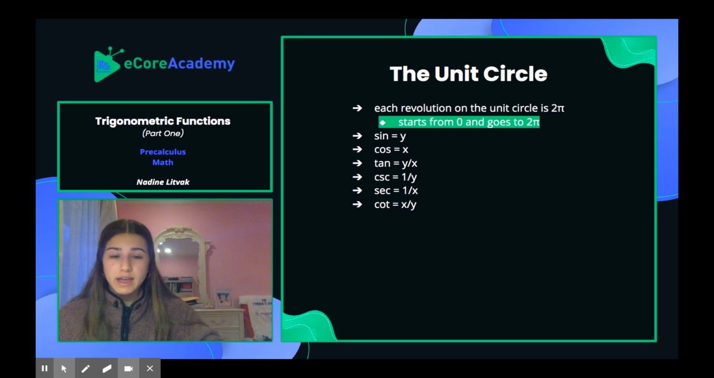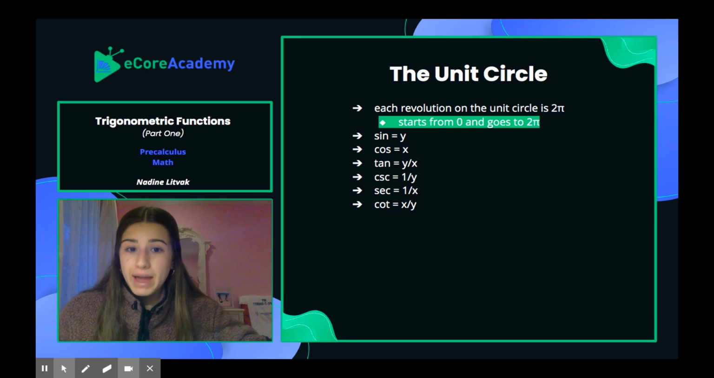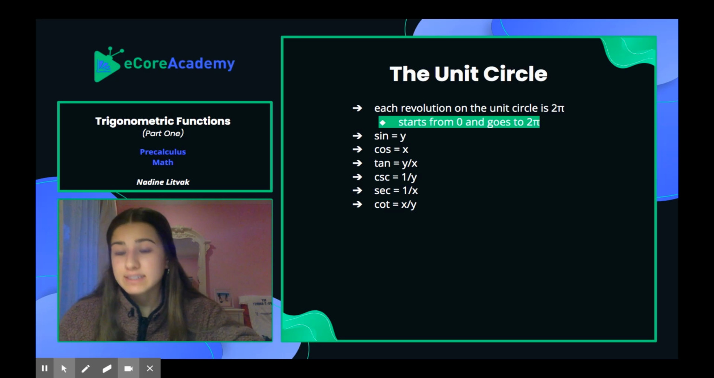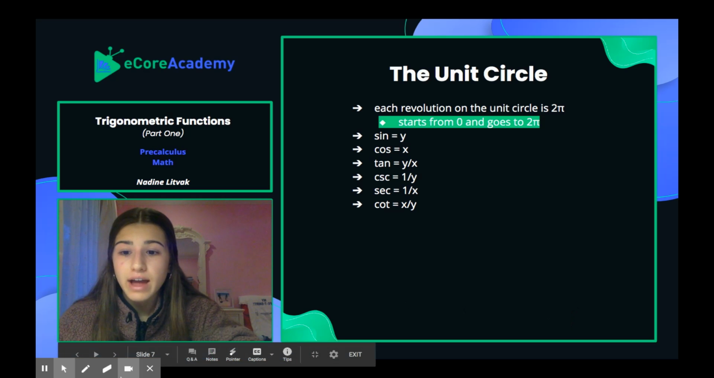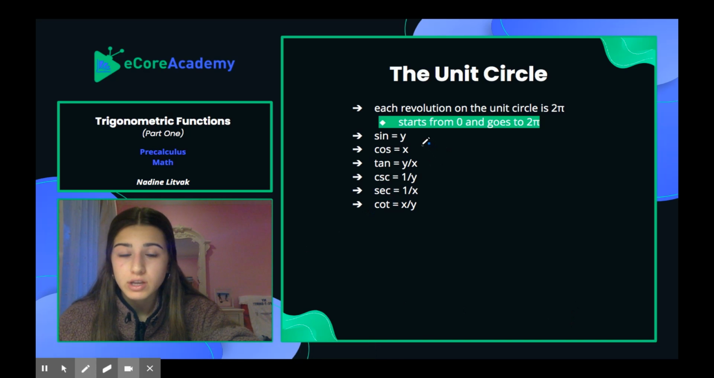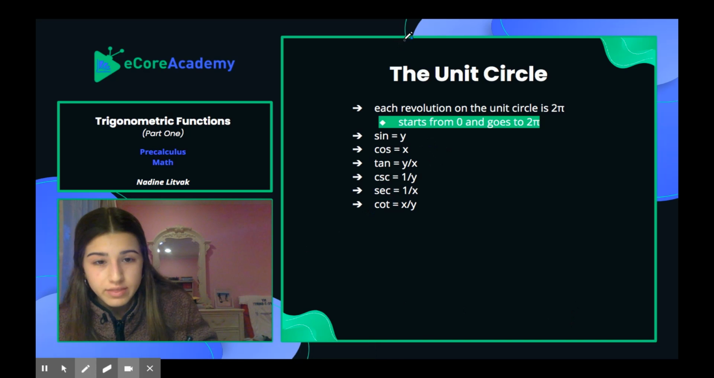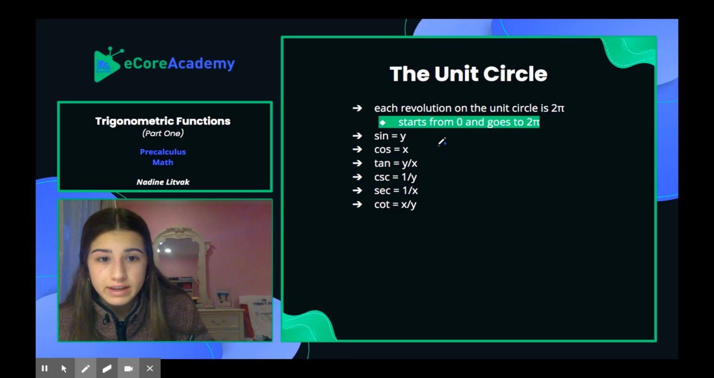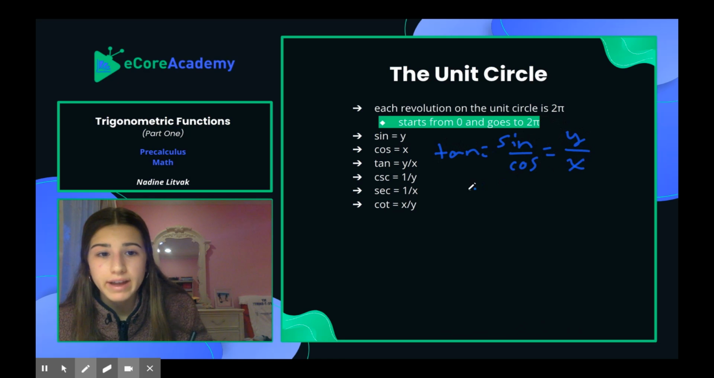Okay, so as I went over before, x is cosine on the unit circle and y is sine on the unit circle. So I will show you how to get the values of tangent, cosecant, secant, and cotangent. So we know that tangent is sine over cosine, right? And I already taught you guys that sine is y and cosine is x. So that's why it's y over x.